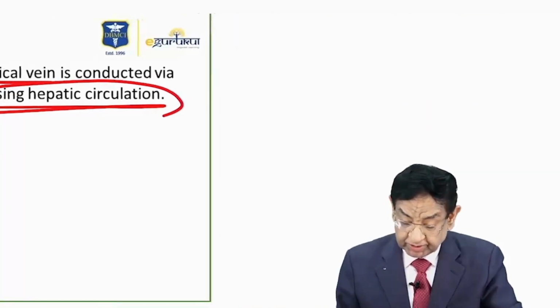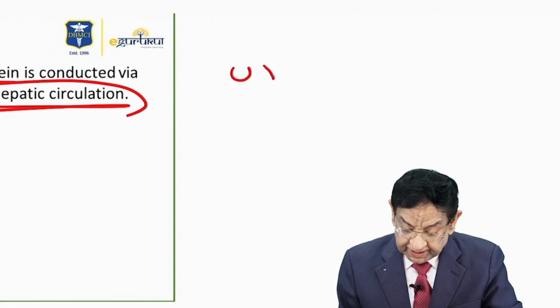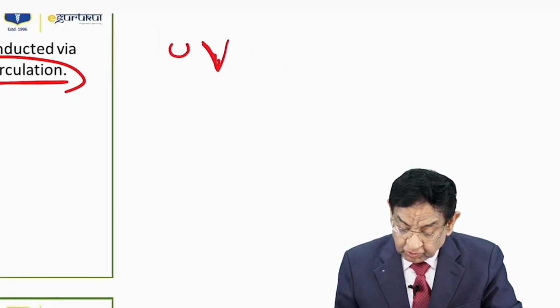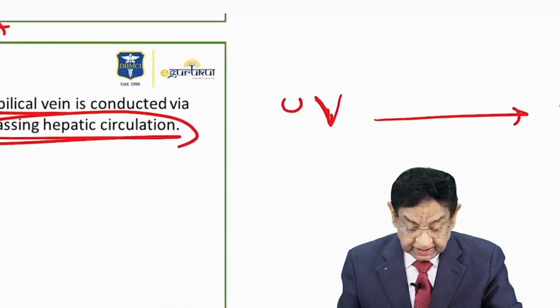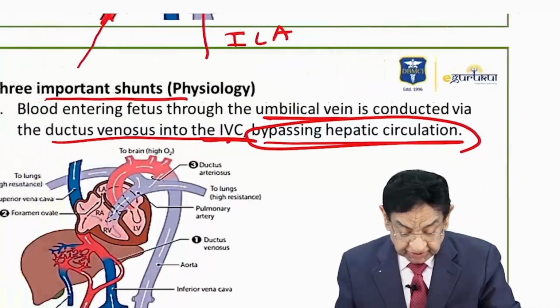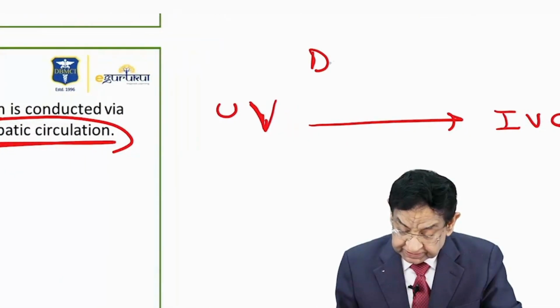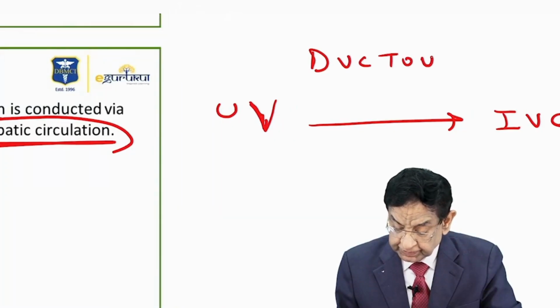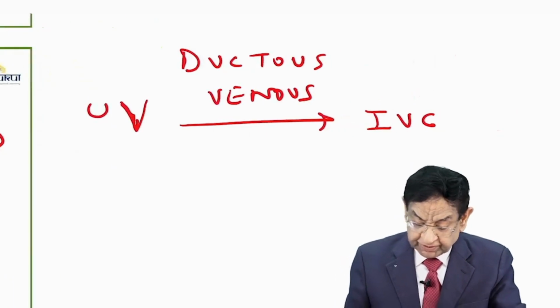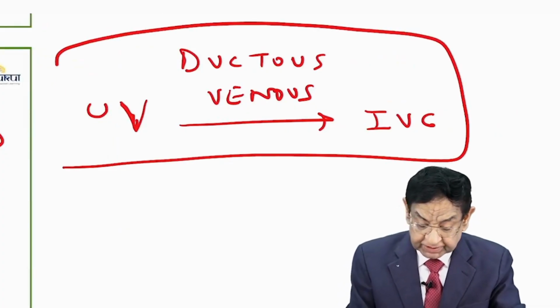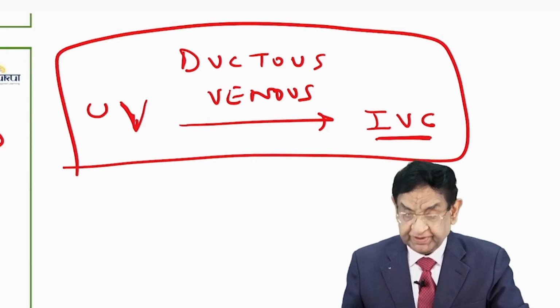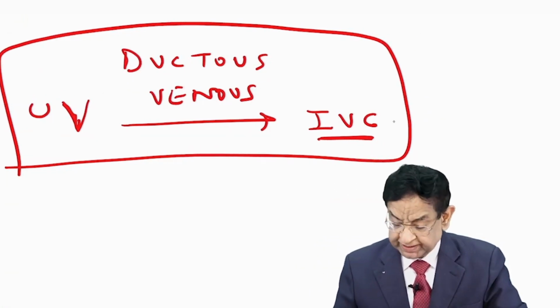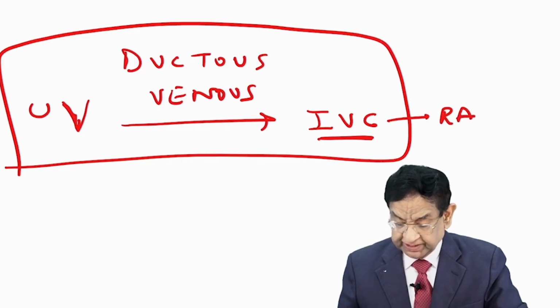So now you can write down: umbilical vein goes to inferior vena cava, and this is via the ductus venosus. So that is a beautiful summary of the first bypass. You can make a box of this. Now things are easy for you. So ultimately blood has come to the inferior vena cava, and everybody knows that it is going to enter into the right atrium.